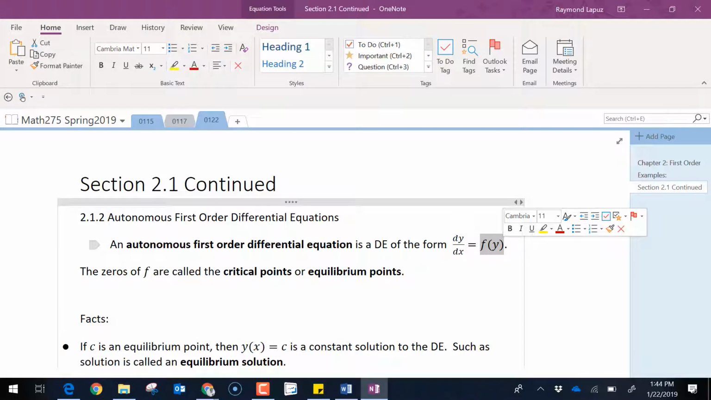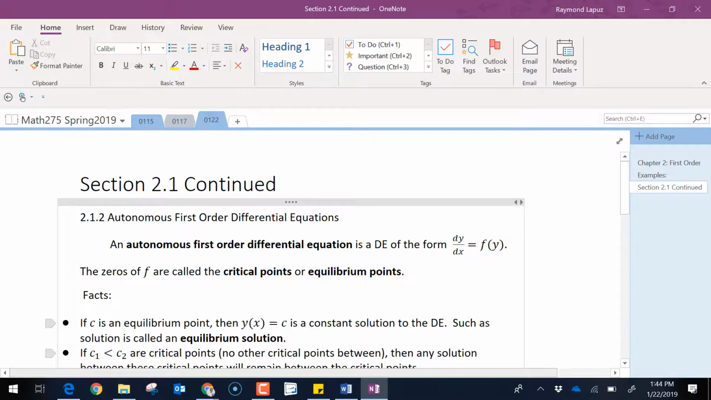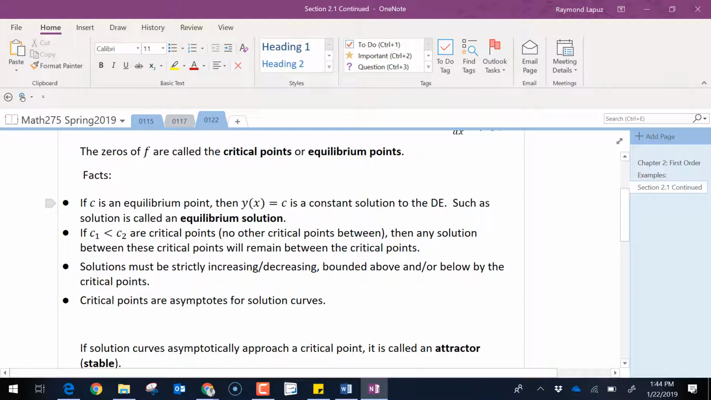So your graph is going to hit one of those equilibrium points, or could possibly hit one of those equilibrium points. Okay, what are some facts about equilibrium points? If C is an equilibrium point, then y is equal to C is a constant solution. If C1 and C2 are critical points and C1 is strictly less than C2, then there's going to be no other critical points in between them.